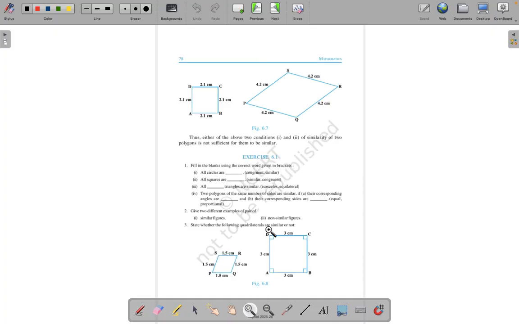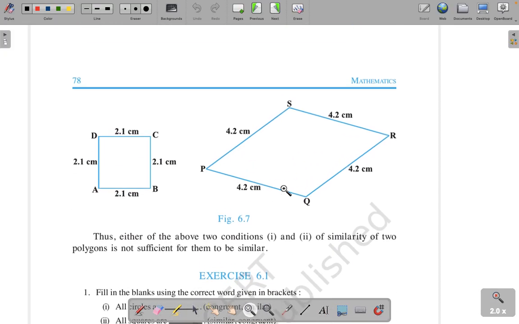Any doubt? No, sir. Okay, now tell me if these two are similar or not. So they are, okay, they are similar. Why? But we don't know the angles of the second one. Because the first one is a square, so we can say that the angles are all equal to 90 degrees. But the angles of the second figure are not known.